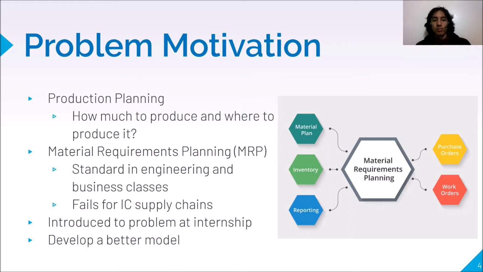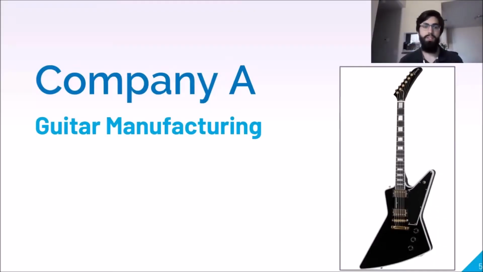I was introduced to this problem at an internship where I was asked to plan production for a $45 million supply chain that had frequent stockouts costing millions of dollars. And I was asked to develop a better model that accounts for binning using statistics and programming. Because binning is such an important problem to our project, we are first going to start by explaining it through an example. In this example, we'll be talking about a guitar manufacturing company.